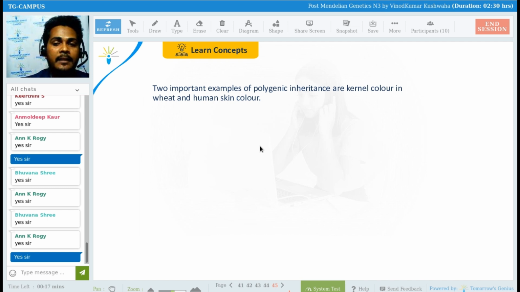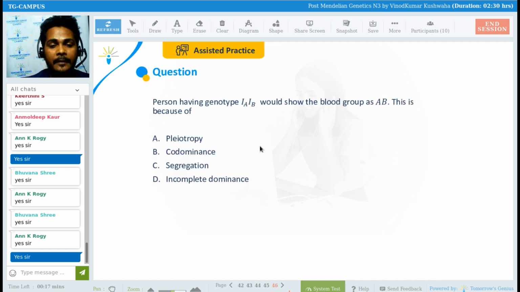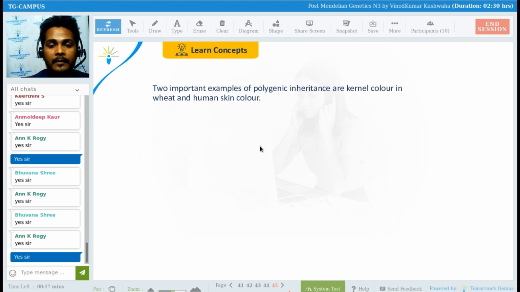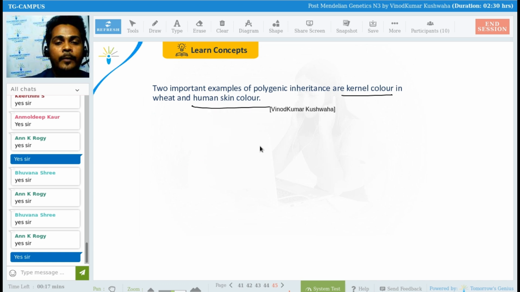Now here are two important examples of polygenic inheritance: kernel color in wheat and human skin color. These are the two examples that you have to remember, the kernel color and the human skin color. So this is the entire gene interactions that we studied today. Okay, is this clear to everyone?